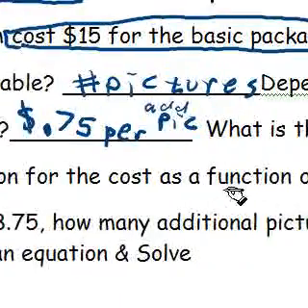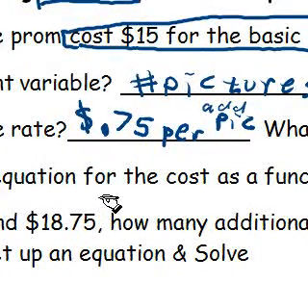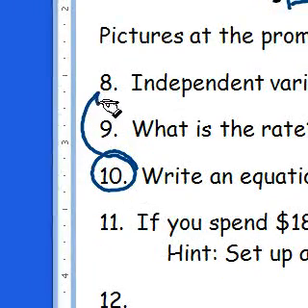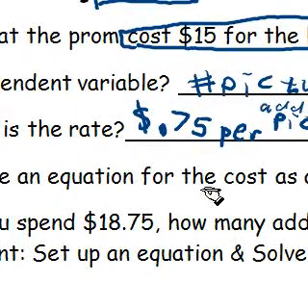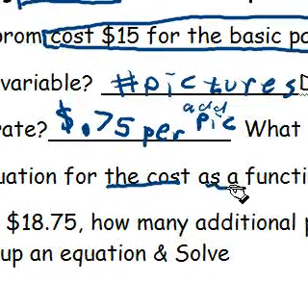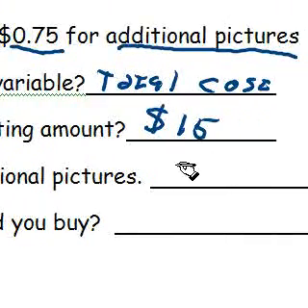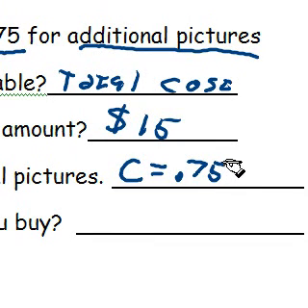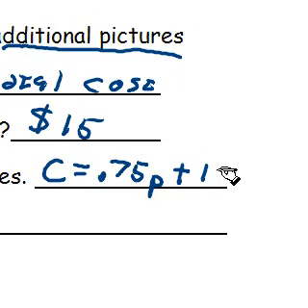Write an equation for the cost as a function of additional pictures. Okay, so write an equation for the cost. And actually, look at this. Number 10 tells you what the answer to number 8 is, because it's telling us write an equation for the cost as a function of additional pictures. So our cost is a function of how many pictures, 0.75p, we buy, plus 15.